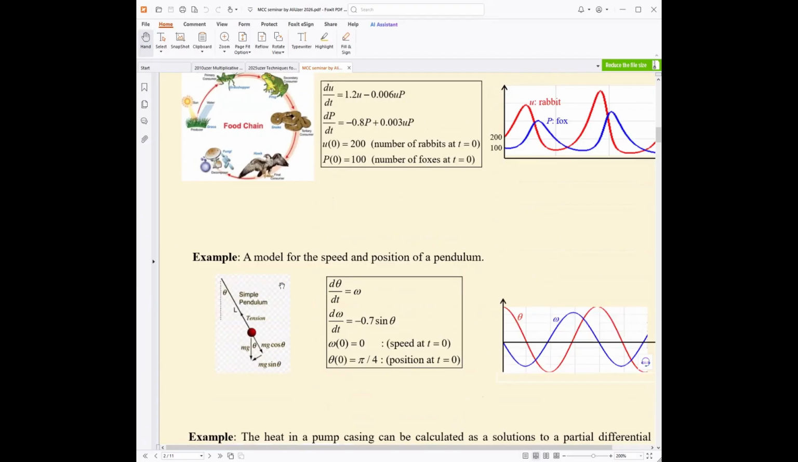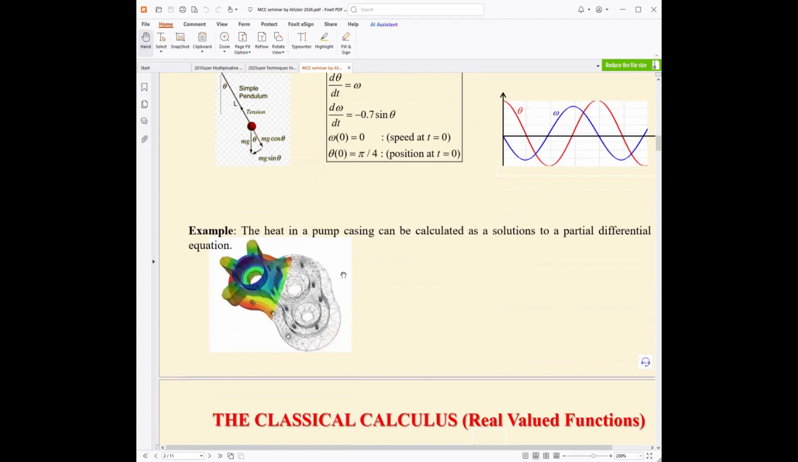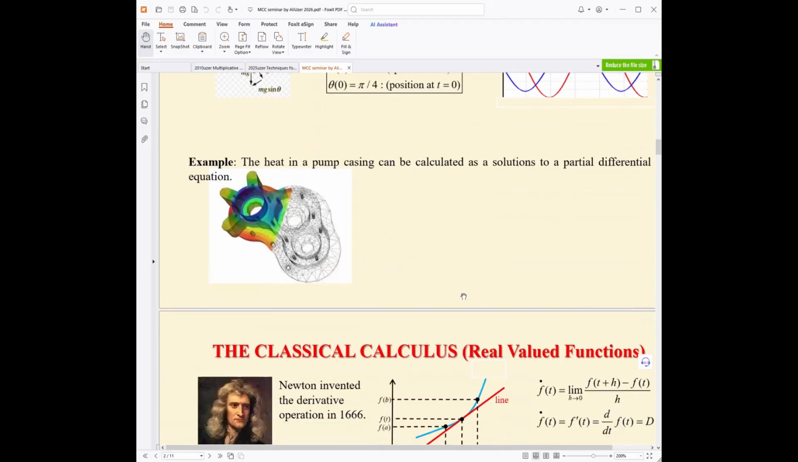Another example is to make analysis of a pendulum system. The angular position and the angular velocity may be analyzed by means of a differential equation. This is again in the form of a coupled set of two equations. And even in engineering areas, the heat transfer, the variation of heat on a metal body, can be analyzed by means of partial differential equations.